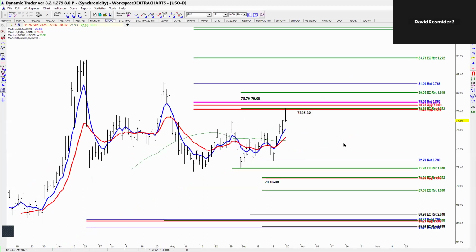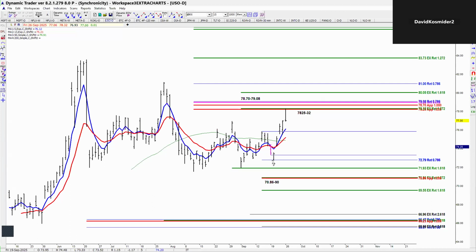Oh, USO is interesting because we have a lot of resistance from some of these prior swings here. Well, 78.25 to 32, or you can look at this as just one wide zone, 78.25 to 79.08. But we have two symmetry projections, a 1272 extension, a 618 retracement, and a 786 retracement. So yes, we look for resistance there, but I would definitely set up the buy side again.